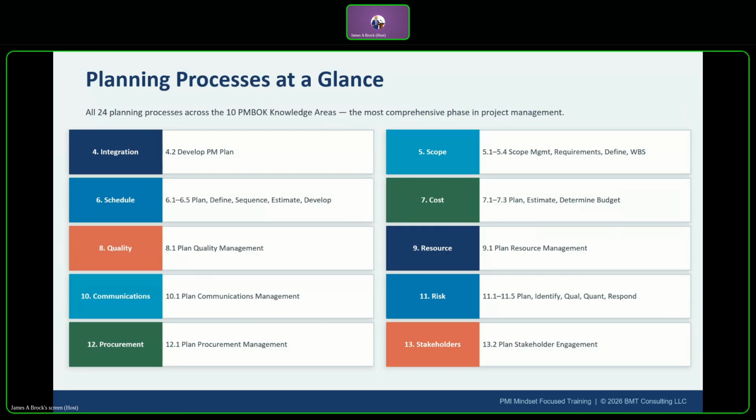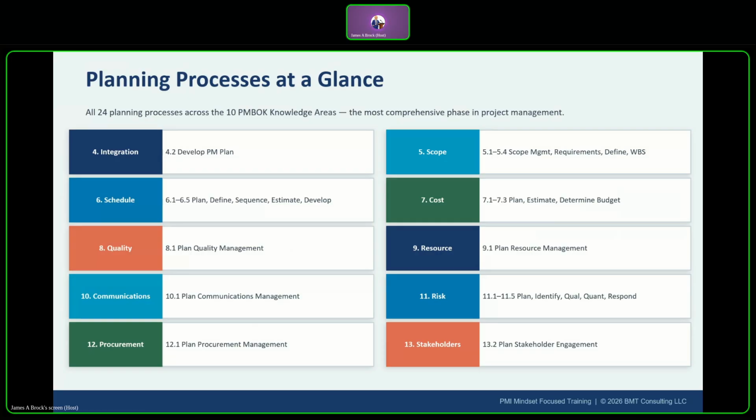All right, planning process at a glance. So this gives you a complete map of all 24 planning processes organized by knowledge area. So let me call out a few of the important patterns here. Integration, which is task 4.2, is the first planning process. That's develop project management plan, the container that holds all the other plans. Scope 5.1 through 5.4 and schedule 6.1 through 6.5 have the most planning processes, 4 and 5 respectively, because they define the foundation of all other planning.